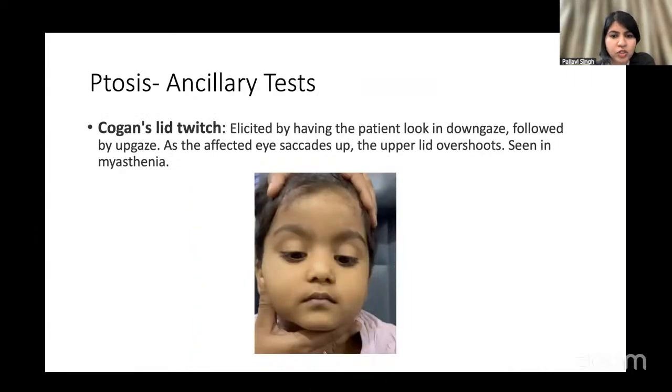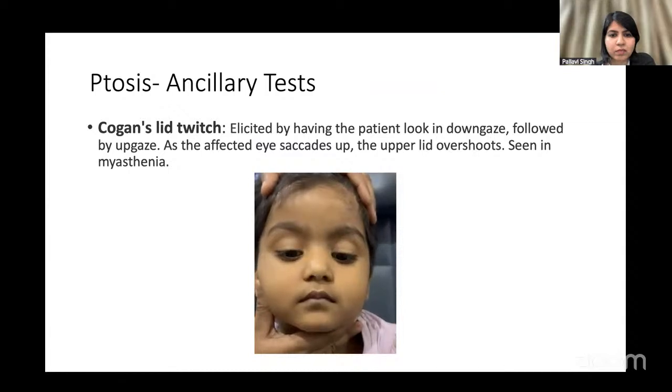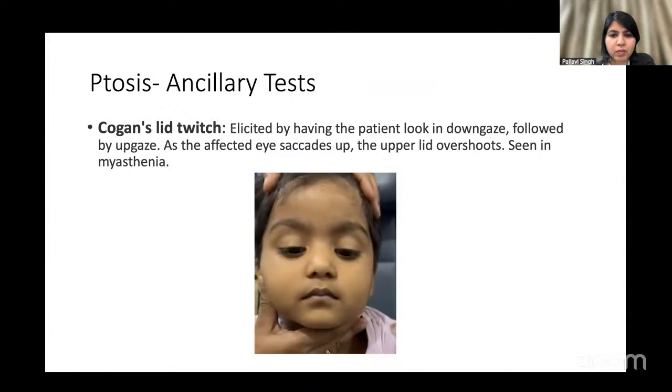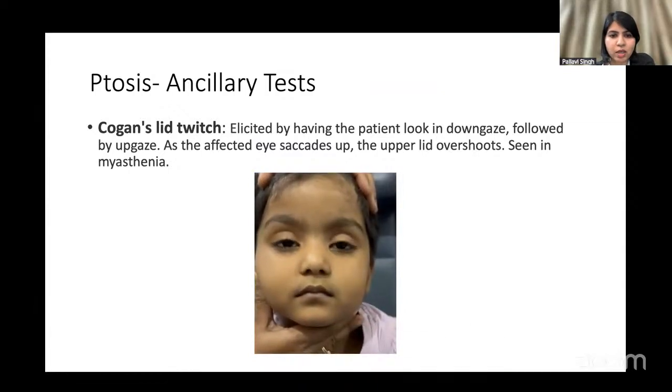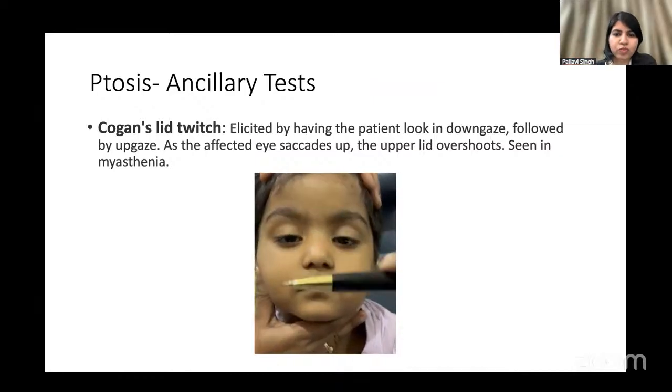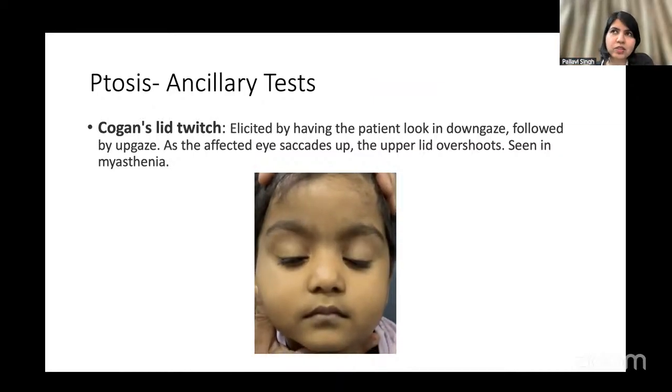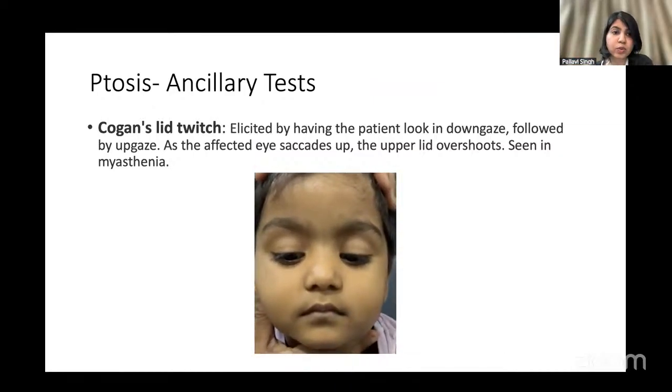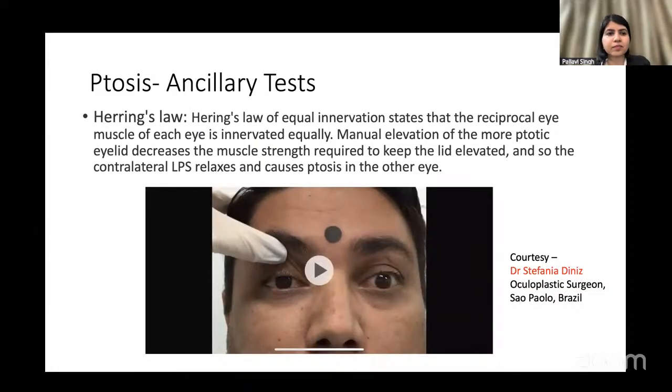Cogan's lid twitch is another sign seen in ptosis associated with myasthenia. If you look at the child when she's looking up, the eye tends to flicker. It tends to overshoot a little bit. This is called Cogan's lid twitch. It is associated with myasthenia.